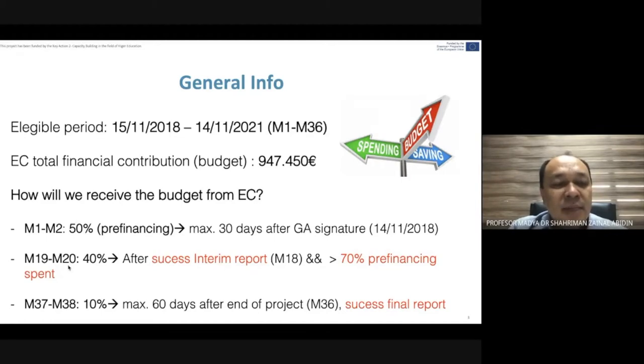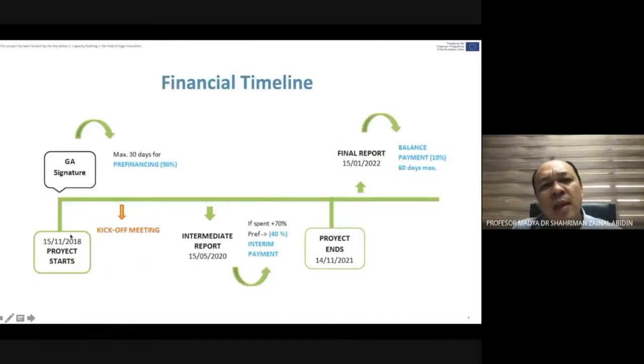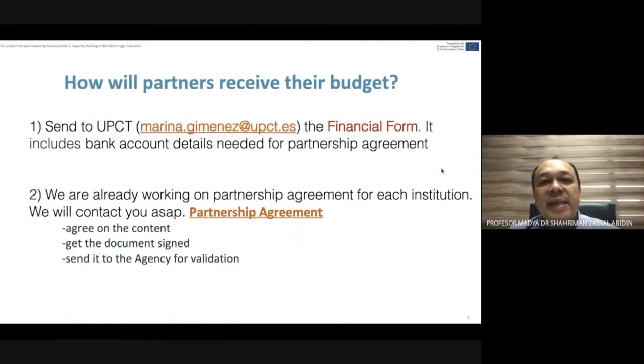And then when it comes to month 37, 38, we can get another 10% after we successfully submit the final report. This is how the budget is segregated from the EC, the European Commission. On the financial timeline, we start the project on 15/11/2018. After we sign the GA, we get 50% pre-finance, hold the kick-off meeting, then submit the intermediate report, then we get another 40% once we spend 70% of the budget. Then the project ends, final report, and we receive the remaining 10% in the third year.